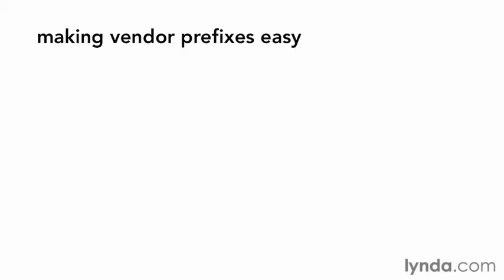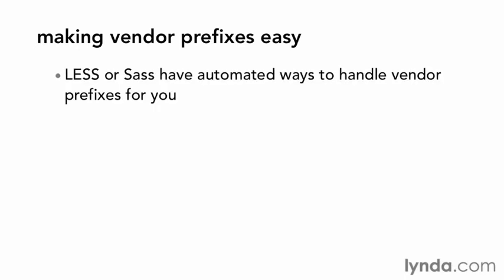All of these vendor prefixes do add an awful lot of length to your code, especially when it comes to animations. Luckily, you don't have to type it all out yourself. If you're already using a CSS preprocessor like Sass or Less, these both have automated ways to take care of adding the prefixes for you. And actually, if you don't use Sass or Less already, that feature alone is worth checking them out for.